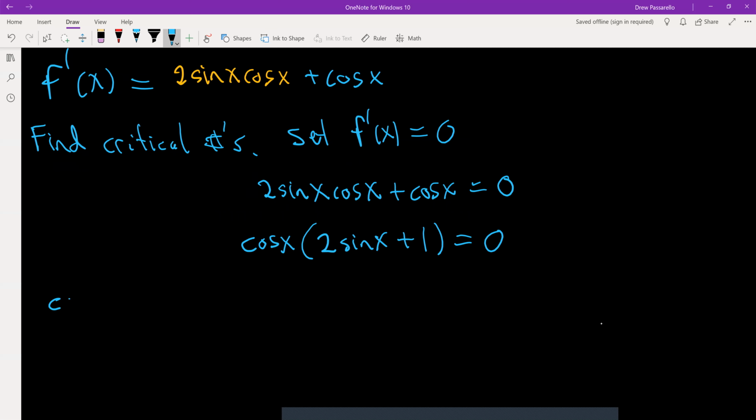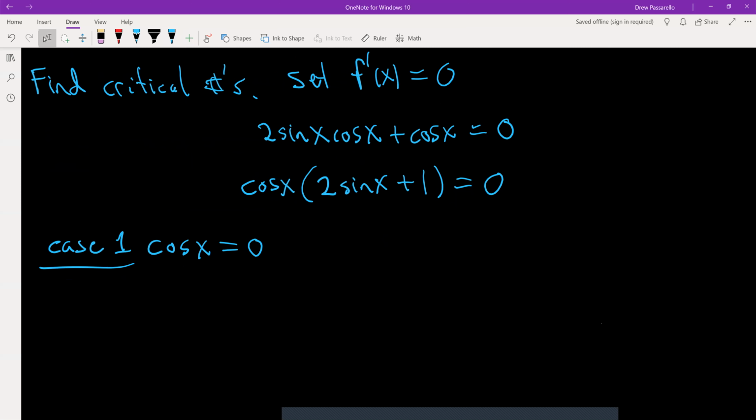Case 1 is cosine x equal to 0. Well, when is cosine 0? Cosine is 0 at pi over 2 and 3 pi over 2.